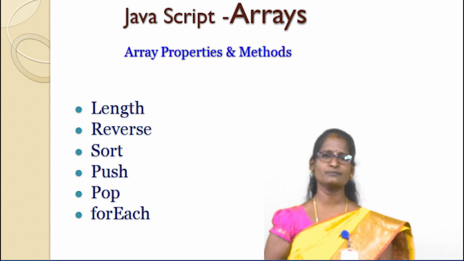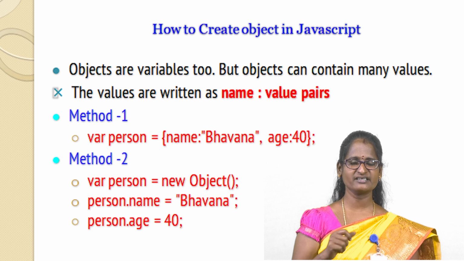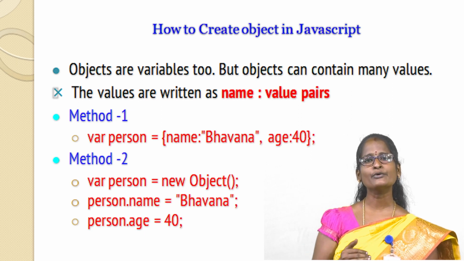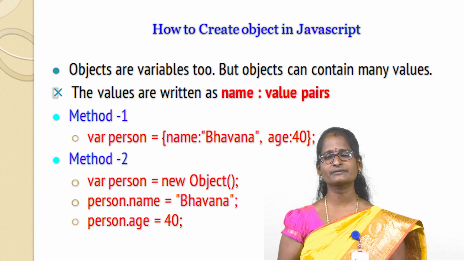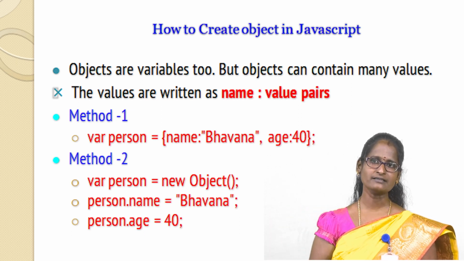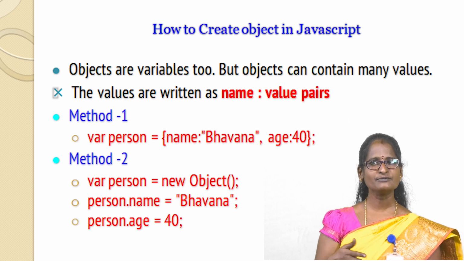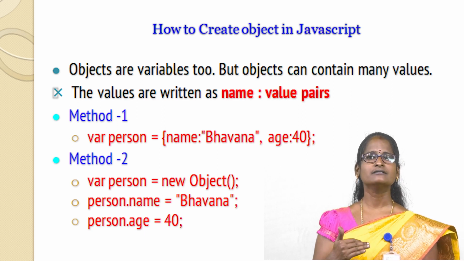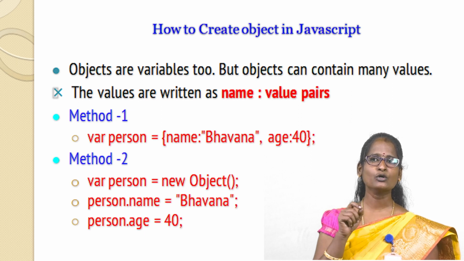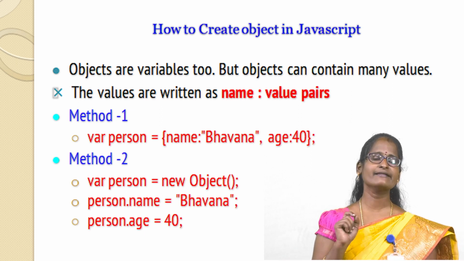The JavaScript objects. How to create an object in JavaScript, and next, how to read properties of an object in JavaScript. First one is JavaScript objects. Then how to create an object. Objects are variables too, but objects can contain many values. The values are written as name value pairs. So this is the syntax to declare the object.